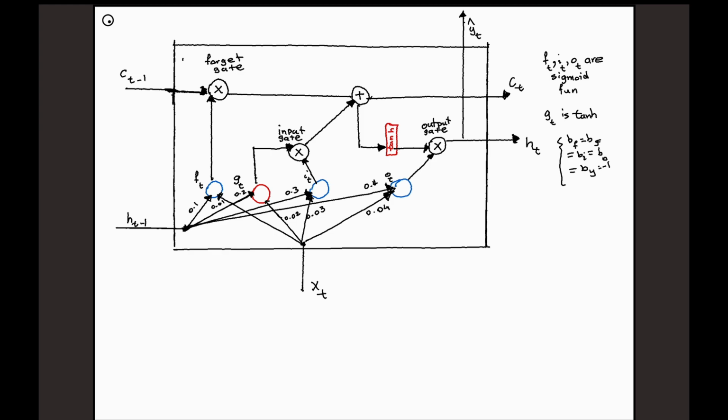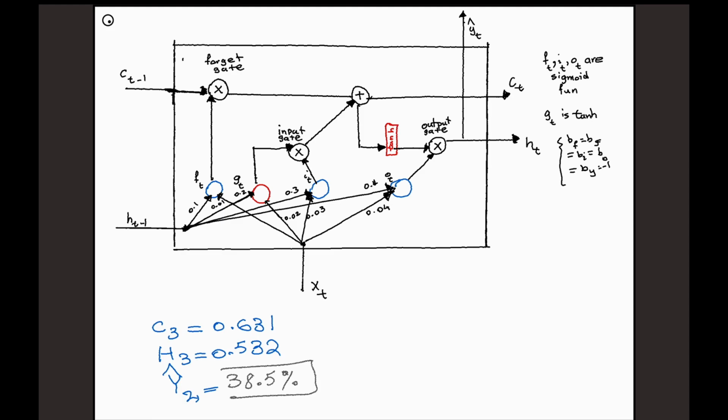So y hat 2, so the C3, which is the long-term memory, will shoot out. It will be 0.631, and H3 would be 0.532, and y hat 3 would be, y hat 2. So the prediction for this round would be 38.5%.